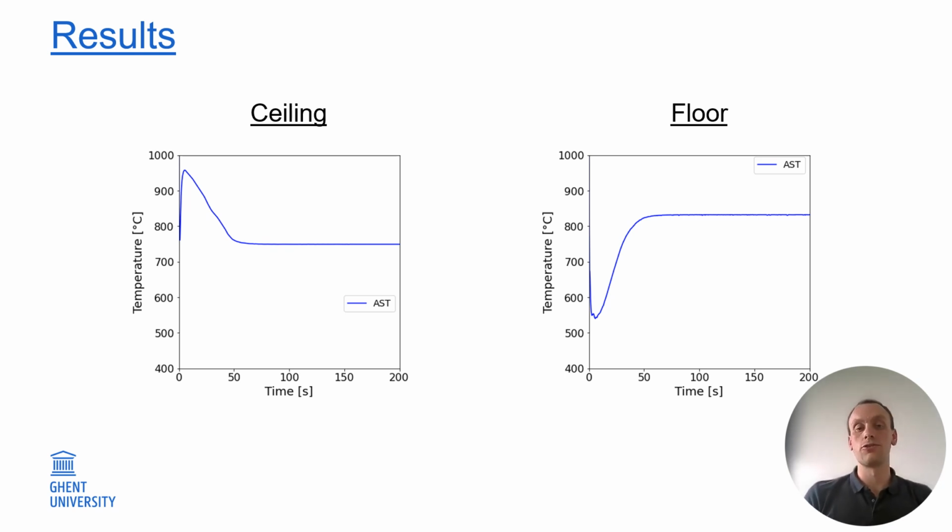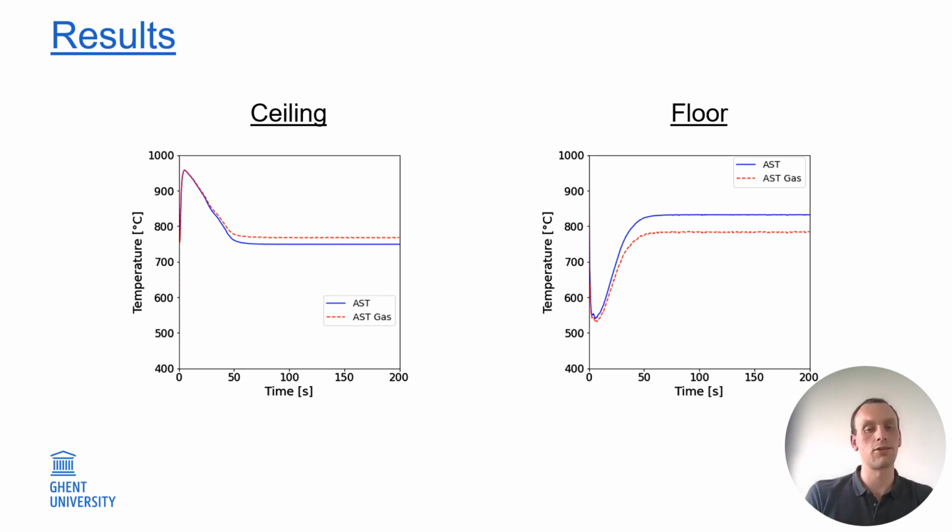So the first one is using output quantity adiabatic surface temperature, and here you can see what the result would be for the ceiling and for the floor. If we plot also the adiabatic surface temperature gas, which is based on fixed values, you can see that they return slightly different results. So even with a plate thermometer, you would need to be very careful because it doesn't give you the correct result. And if we then compare thermocouple temperatures, you can see that they are completely different.